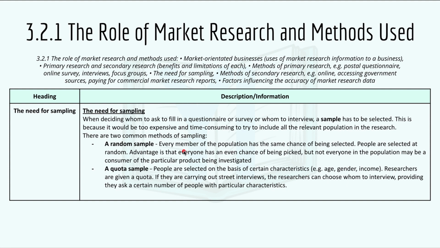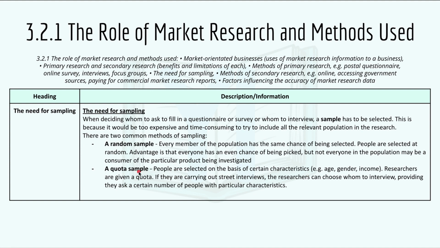When deciding whom to ask to fill in a questionnaire or survey or whom to interview, a sample has to be selected, and there are two common methods of sampling. A random sample is where every member of the population has the same chance of being selected, and people are selected at random. An advantage is that everyone has an even chance of being picked, but not everyone in the population may be a consumer of the particular product being investigated.